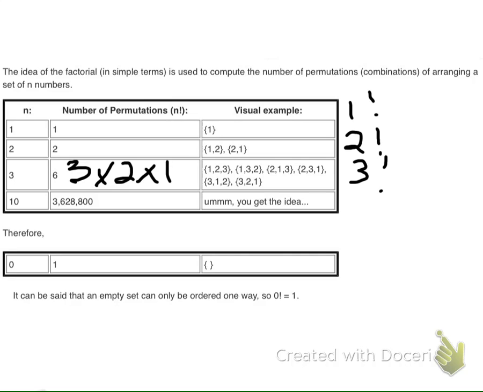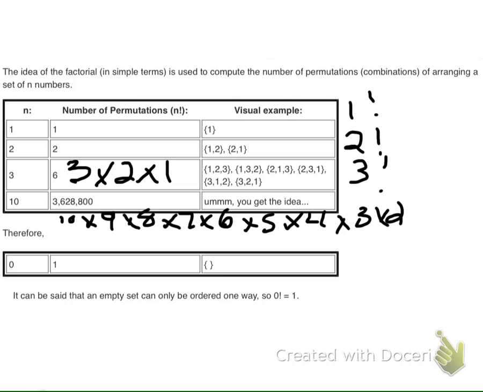And so if you were doing 10, well, the first combination would be 10, 9, 8, 7, 6, 5, 4, 3, 2, 1. And then you could have a whole bunch of different combinations. In fact, 3,628,800. And that would be 10 times 9 times 8 times 7 times 6 times 5 times 4 times 3 times 2 times 1. Different ways, or 10 factorial.